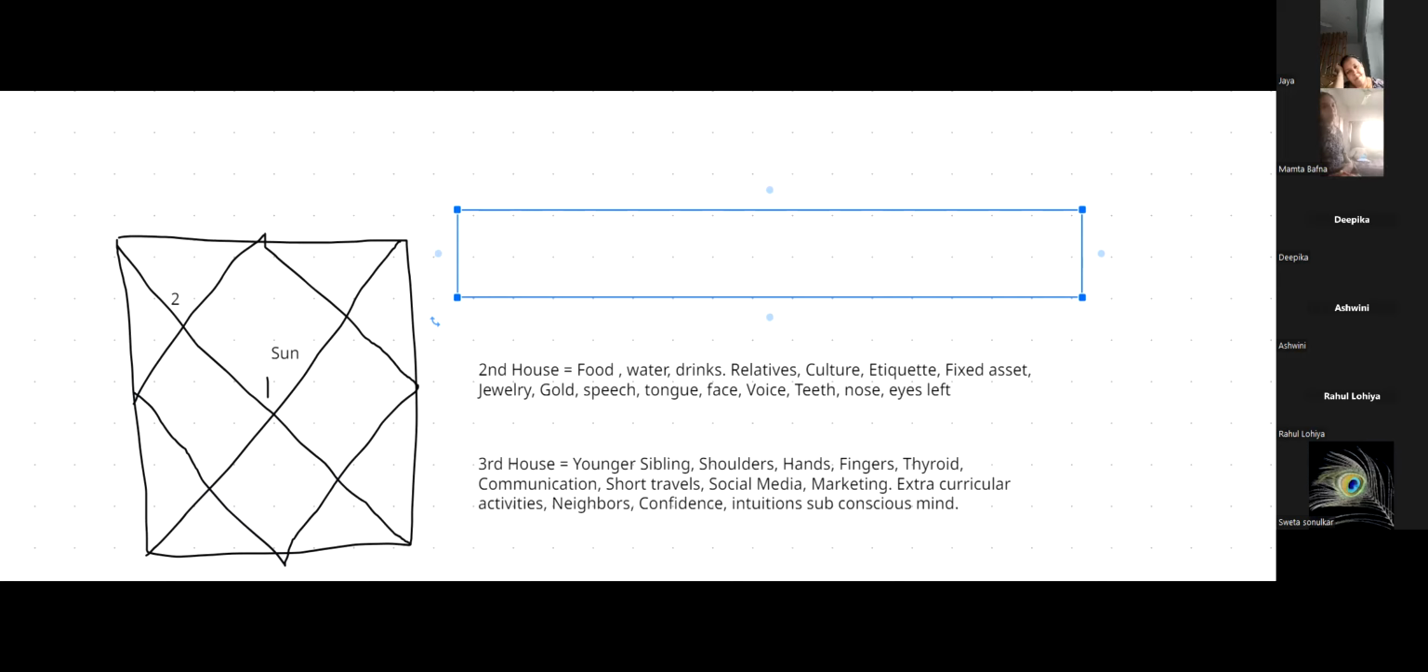All the family that you make after marriage is fourth house. So family members after marriage.